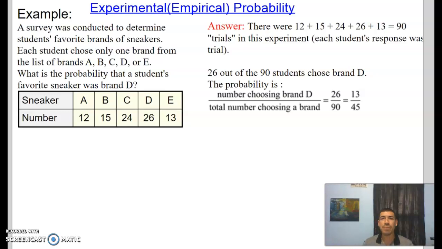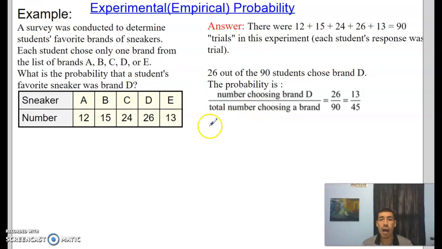So the table, this is an experiment, by the way. The table shows the results from the experiment, okay? So here's five different brands of sneakers, A, B, C, D, E, and 12 people like A, 15 like B, 24 like C, and so on, okay? So the question is asking, what is the probability that a student's favorite sneaker was brand D?